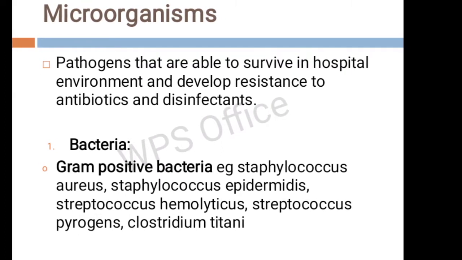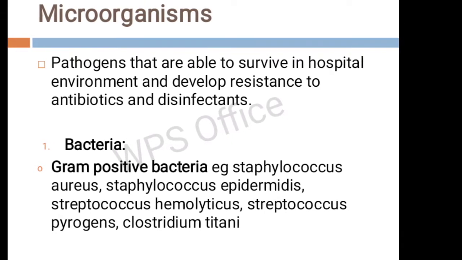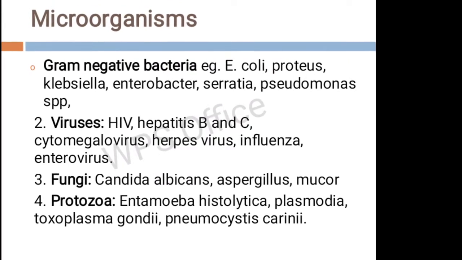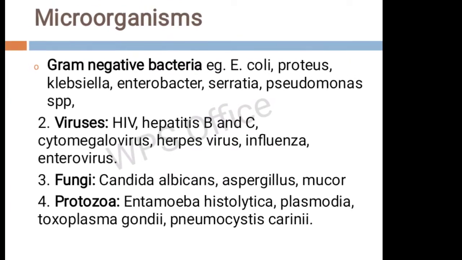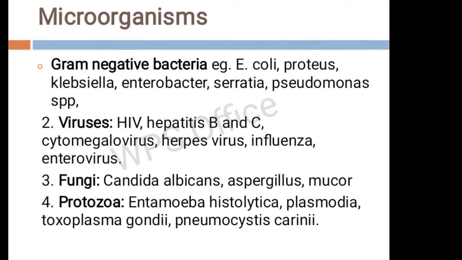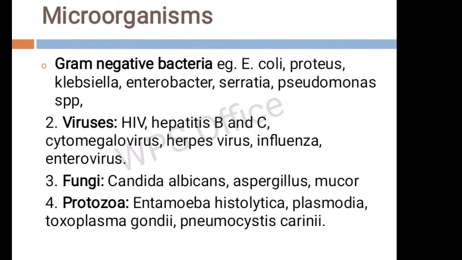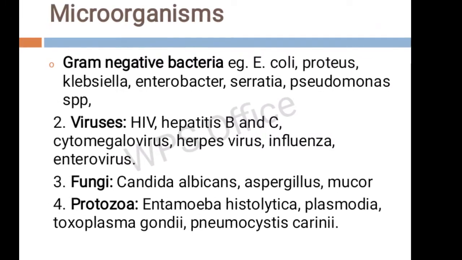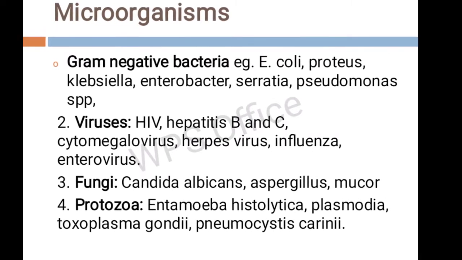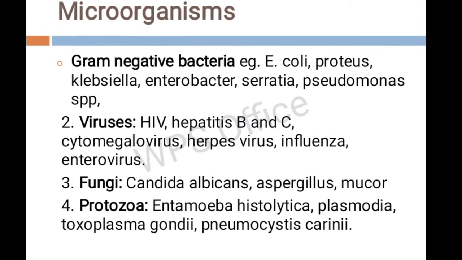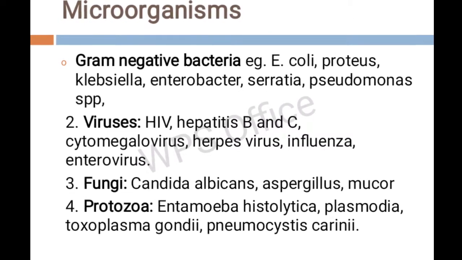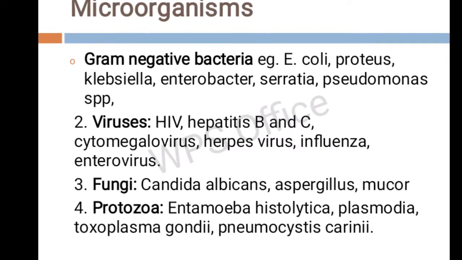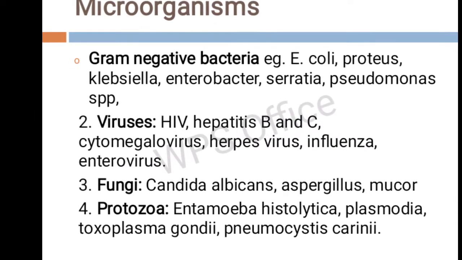Examples of the gram-positive bacteria are Staphylococcus aureus, Staphylococcus epidermidis, Streptococcus hemolyticus. And gram-negative bacteria examples are E. coli, Proteus, Klebsiella, etc. Under the virus, the examples are the immunodeficiency virus, hepatitis B and C virus, cytomegalovirus; fungi like Candida albicans, Aspergillus; then protozoa like Entamoeba histolytica, Plasmodia, etc. These are the various pathogens or disease-causing microorganisms.